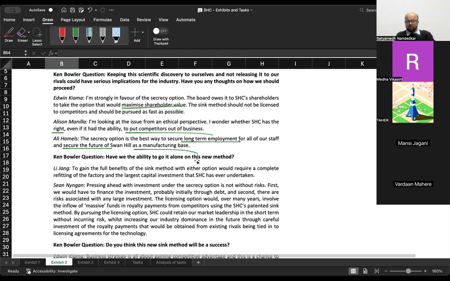Board owes, what do you mean by owes? Do you know? When I say I owe you 1,000 rupees, what does that mean? You are liable to. Has to pay. Whoever I ask, only that person should answer. So when I say that the board owes it to SHC's shareholders, the board is ultimately answerable, or it is the board's responsibility towards the shareholders of SHC.